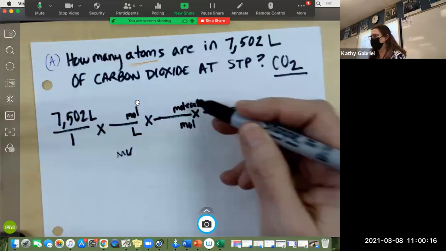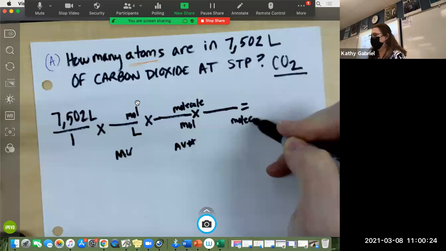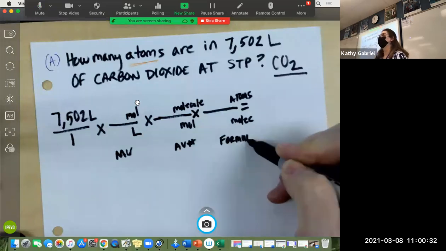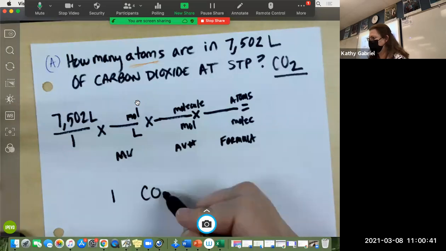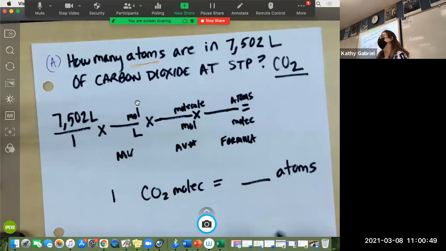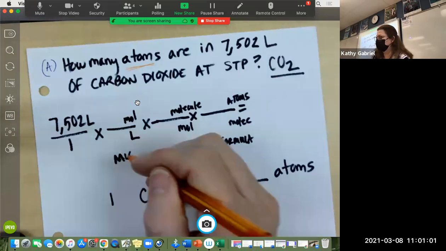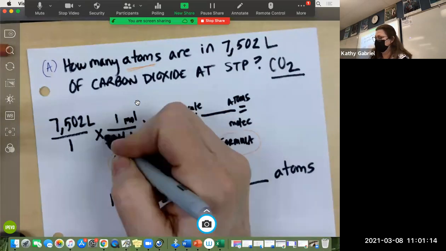Okay, so we're going to go from moles to molecules. We'll use Avogadro's number. This was molar volume. And then we're going to go from molecules to atoms. And the way we do that, we use the formula. Does that make sense? Because we said CO2, one CO2 molecule equals. These things I'm circling down on the bottom are conversion factors that we're going to use. Put in 22.4.